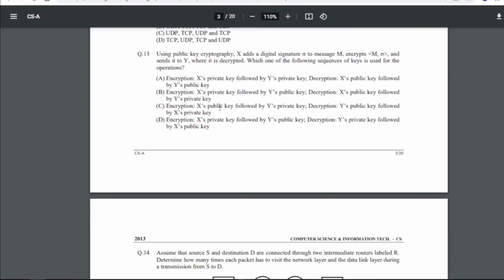13 is, using public key cryptography, X adds a digital signature to message M, encrypts it, and sends it to Y, where it is decrypted. Which one of the following sequences of keys is used for the operations? So for 13, our answer will be D, that is encryption: X's private key followed by Y's public key, and decryption: Y's private key followed by X's public key.